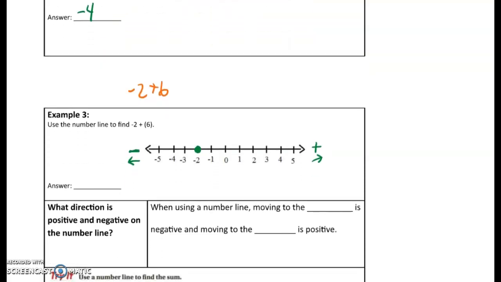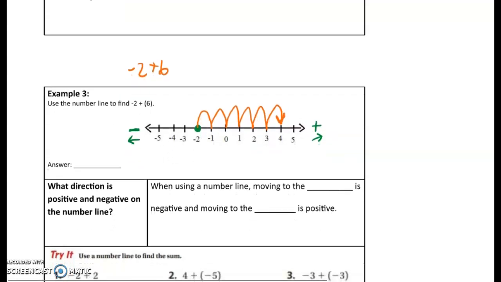So since 6 is positive, we're going to go to the right. And so we're going to go 1, 2, 3, 4, 5, 6, and we end up at 4.